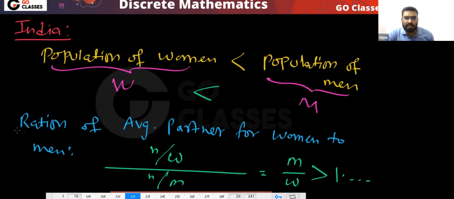So can you notice that the ratio of average number of partners for women to men will be greater than 1. And because this number will always cancel out, the final answer is only based on the population. This has nothing to do with loyalty. So that is the reason.